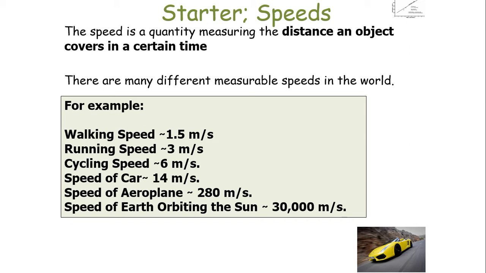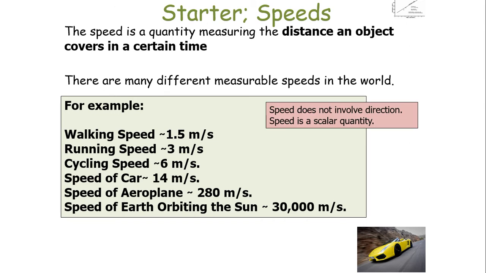Now speed is a quantity that measures the distance an object covers in a certain time, and there are many measurable speeds in the world, such as the walking speed, which is about 1.5 meters per second, the running speed about 3 meters per second, the cycling speed about 6 meters per second, the speed of a car about 14 meters per second, the speed of an aeroplane about 280 meters per second, and the speed of the Earth orbiting the Sun about 30,000 meters per second.